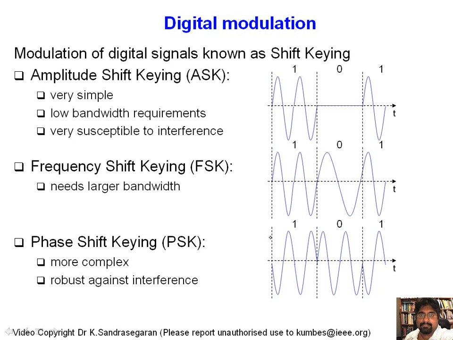The third type of digital modulation technique, and the more popular one, is referred to as phase shift keying. So in phase shift keying, when we transmit a 1, we transmit one carrier wave, and when we transmit a 0, we transmit a carrier wave opposite in phase. Okay, so we transmit one of two sinusoidal signals that are 180 degrees phase apart.